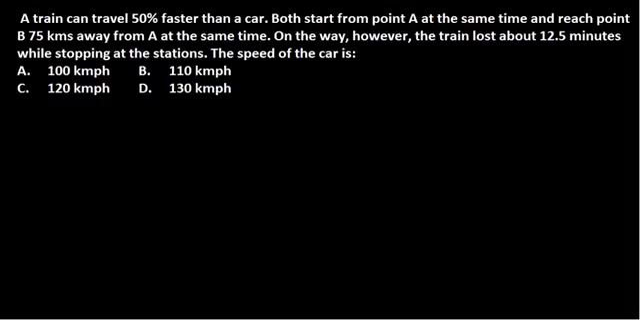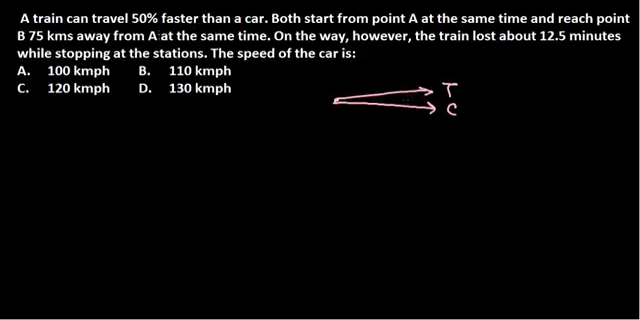Okay guys, so now let's solve this problem. A train can travel 50% faster than a car. Both start from a point A at the same time and reach point B 70 kilometers away from point A at the same time, right? So from a single point, both the train as well as the car are moving in the same direction, but the train is 50% faster than the car.